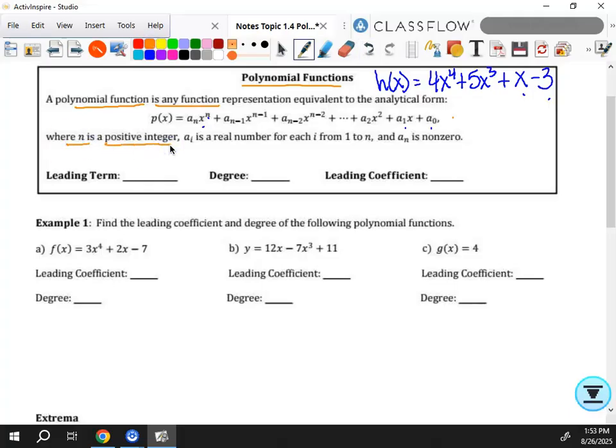So I can't have 4x to the negative third. That would not be a polynomial. You can have that, it's just not a polynomial. Or 4x to the 1/2 power, not a polynomial, all right? Also, all of the coefficients are real numbers. None of them are imaginary numbers. And the first one is non-zero.